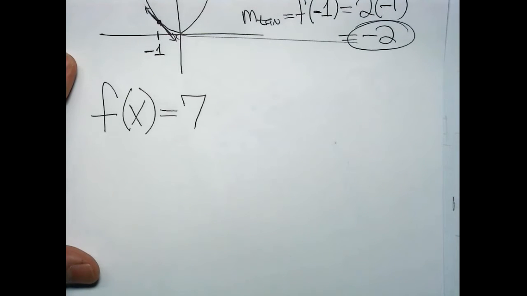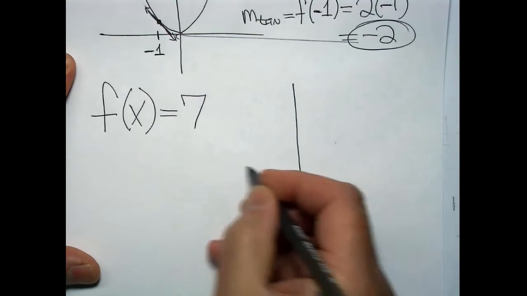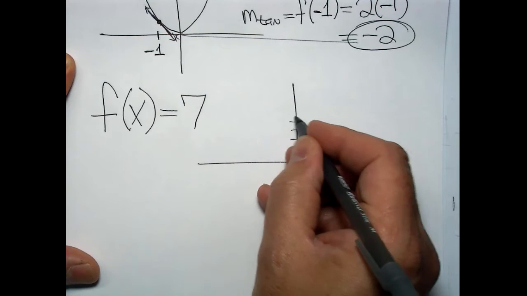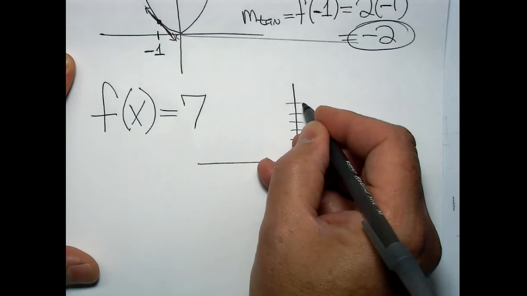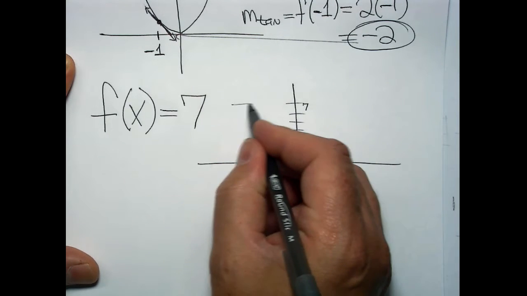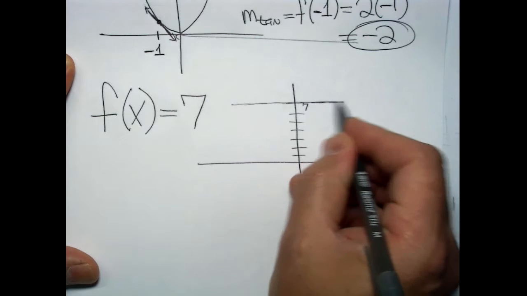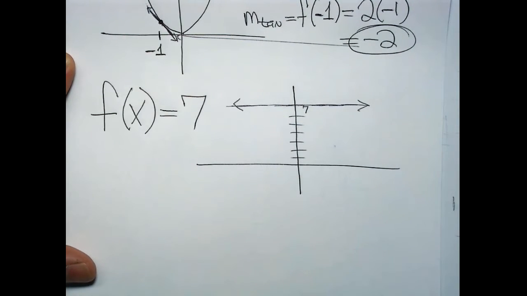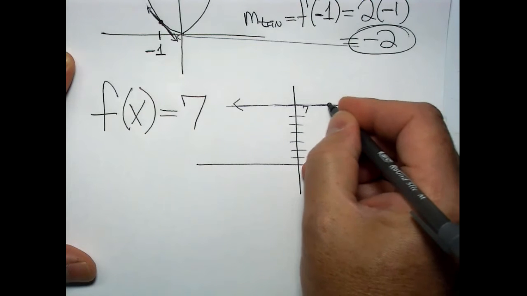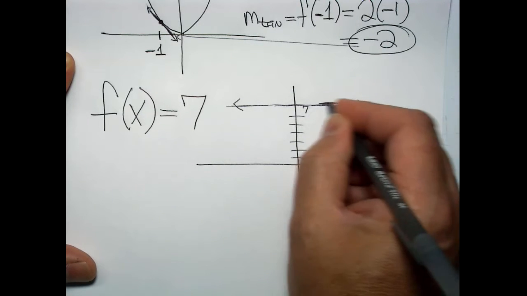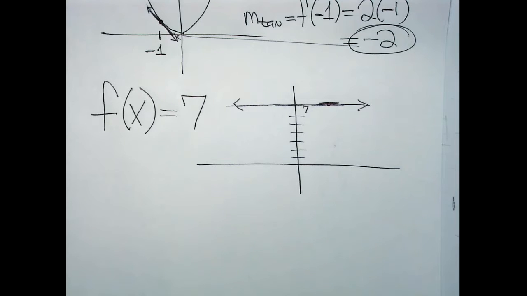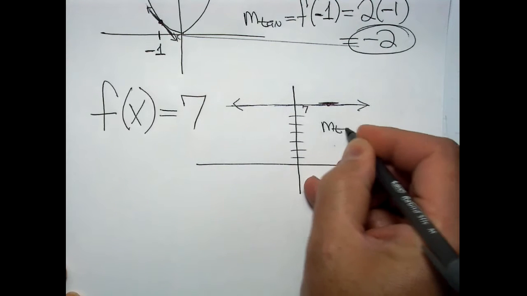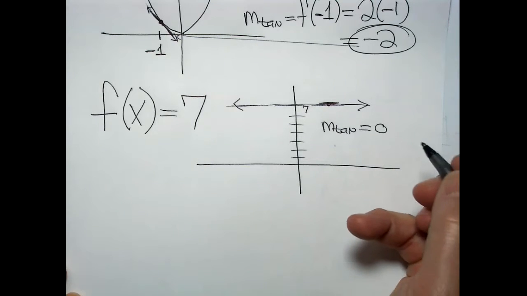f of x equals 7. If I drew the f of x equals 7, or y equals 7 curve, 1, 2, 3, 4, 5, 6, 7, we know what that looks like. It's a flat line. So what is the slope of any tangent line? We say the slope of the tangent line is also the slope of the curve locally in that area. Well, the slope of this curve everywhere is 0. So the slope of the tangent line has got to be 0.